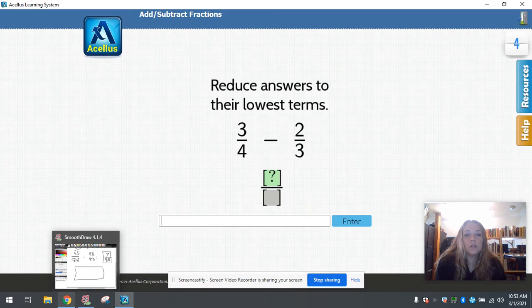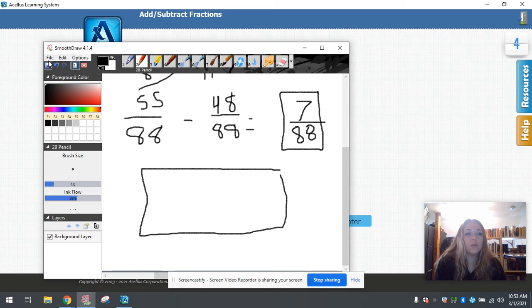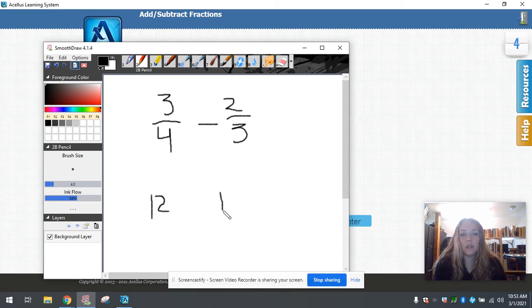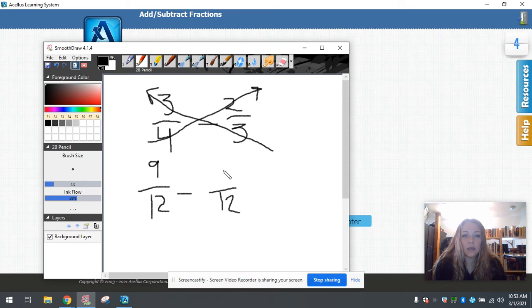So we have 3/4 and 2/3. 3/4 minus 2/3. Find the common denominator by multiplying the denominators together. 3 times 4 is 12. Then I cross multiply. 3 times 3 is 9. 4 times 2 is 8. 9 minus 8 is 1. We do not subtract our denominator, so we are left with 1/12.